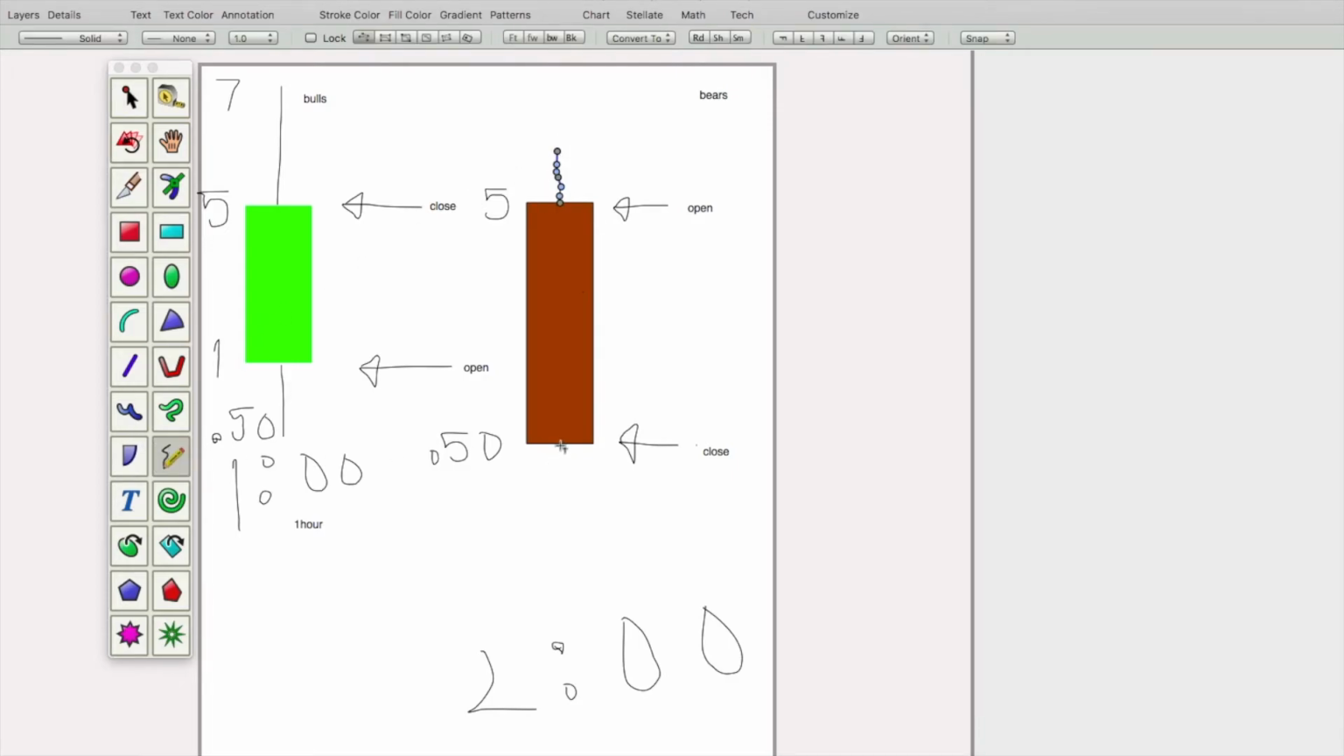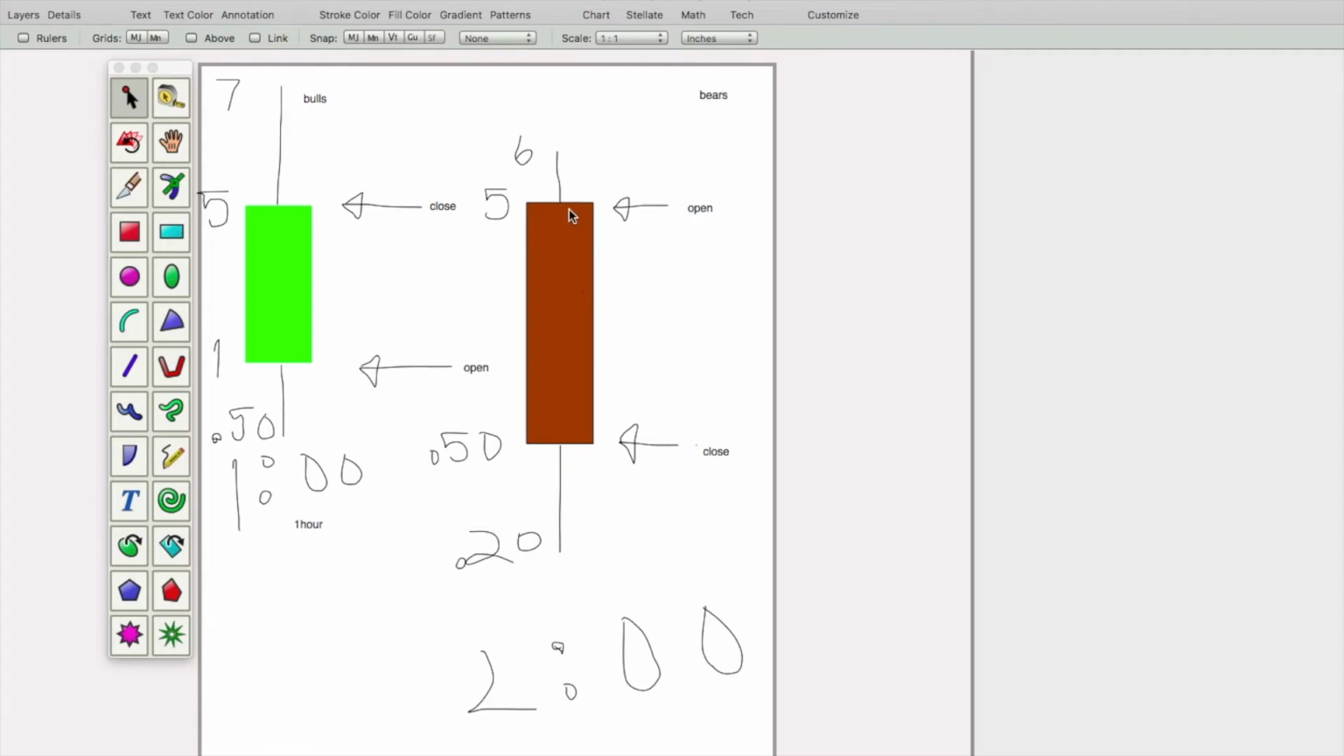Let's give it some wicks. Alright, so let's give this the high of $6. And let's give this a low of 20 cents. Doesn't really matter. All right, so this candle opened at 5. Remember, this is a tug of war match. So this candle opened at 5. Bulls tugged it up. So this candle actually used to be green up here.